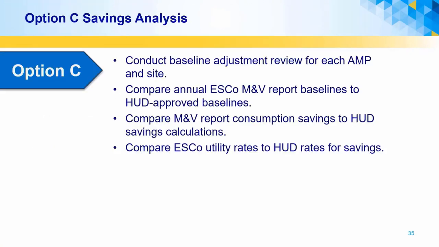To complete an option C savings analysis, you will need to review any HUD required baseline adjustments per AMP. You will also need to compare the differences between ESCo baselines and HUD-approved baselines to help calculate the consumption savings. One of the common differences in option C savings analysis between HUD and the ESCo are the utility rates used to calculate the savings.